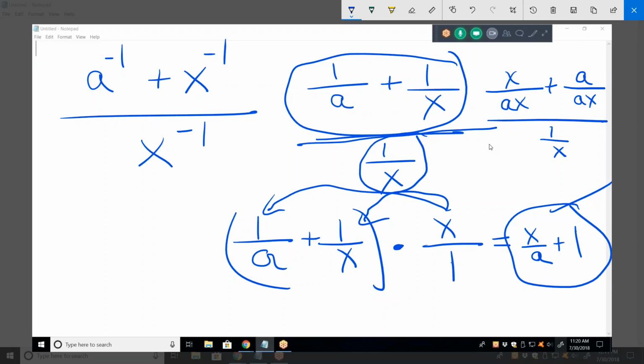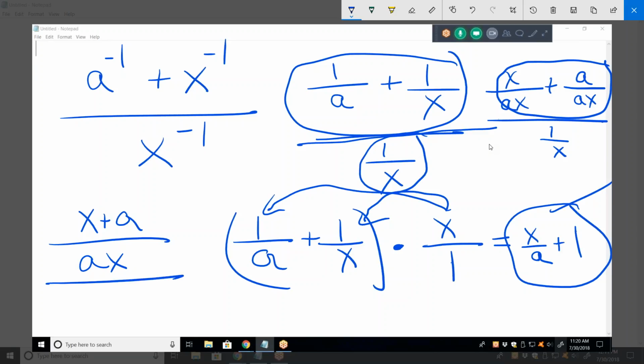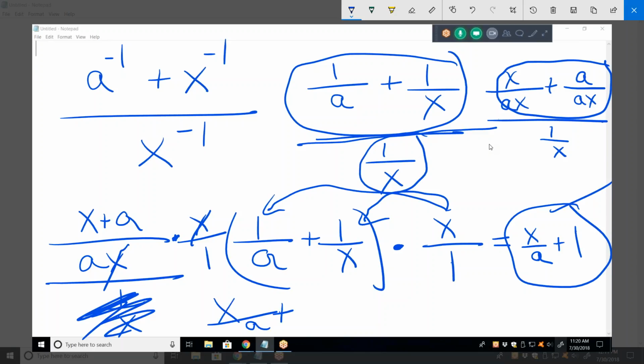If I simplify that numerator, what do I have? I have x over here on the left. I have x plus a over ax, all divided by 1 over x. So I'm going to multiply by the reciprocal, x over 1. Now that x crosses with that x, and I end up with x over a plus a over a, which is 1. So I get the same answer, but it was harder.